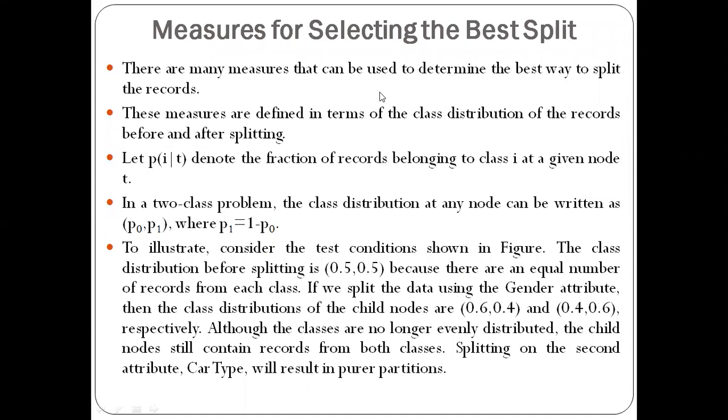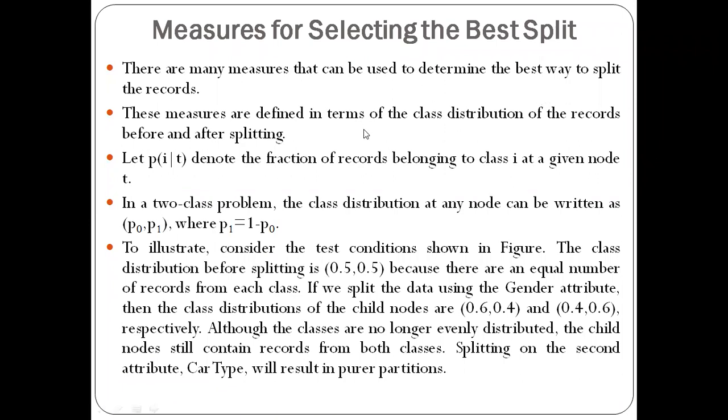Here, we have many measures that we can use in order to select the best split, or in order to divide the training records into purer subsets. These measures depend on the number of records that belong to a class, or the fraction of records that belong to a class, before and after splitting. Based on that, we will be defining these measures.